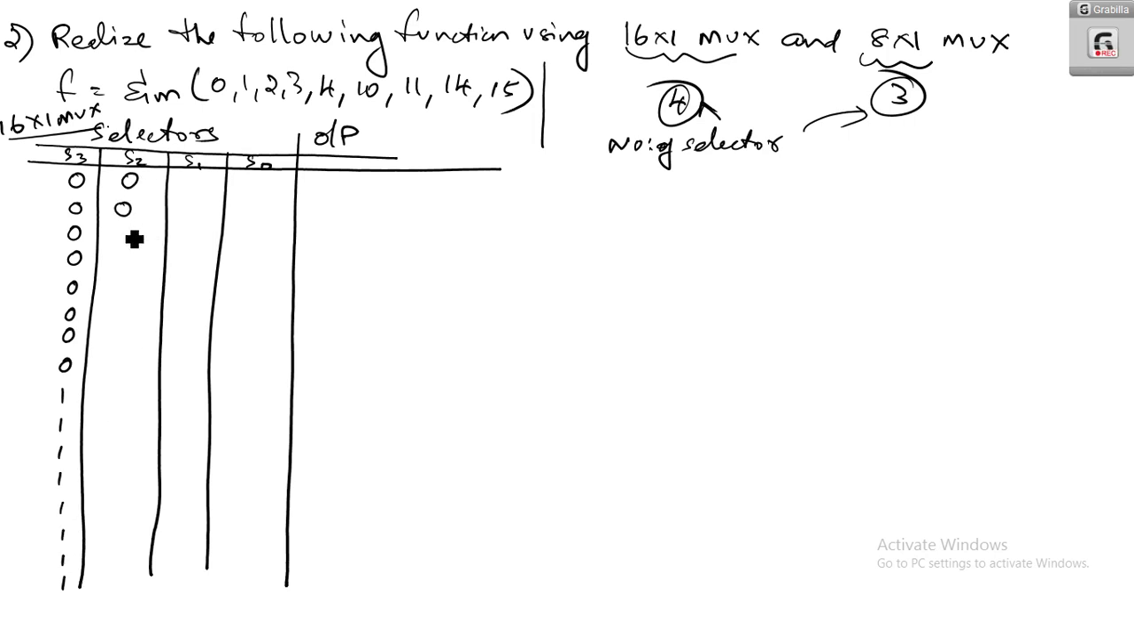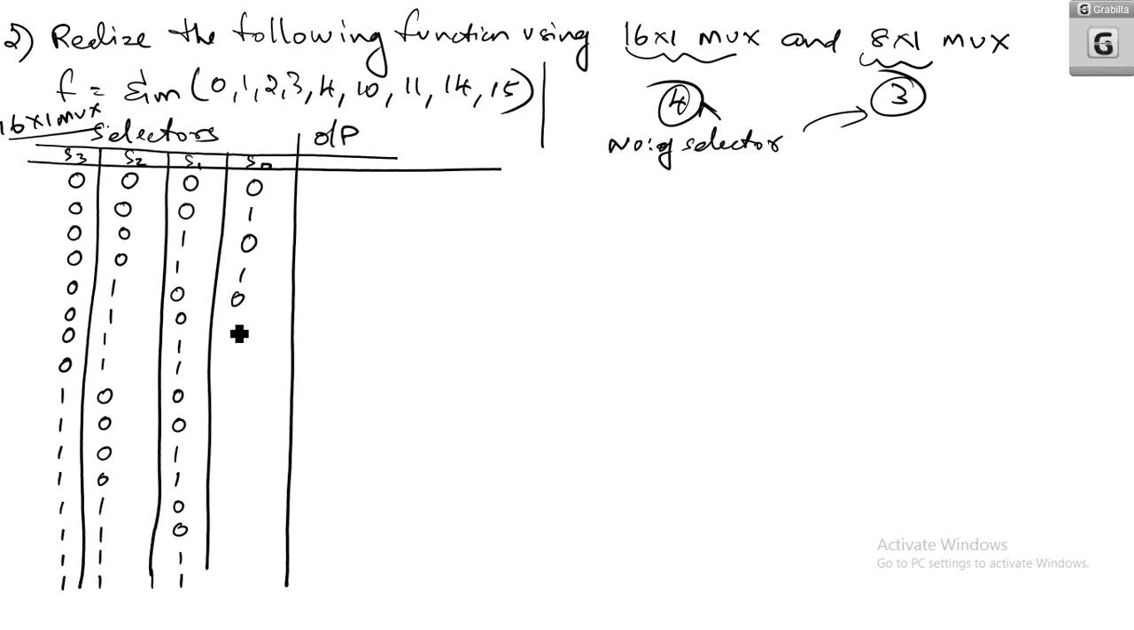The S3 column is eight 0s followed by eight 1s, the S2 column alternates 0, 0, 0, 0, 1, 1, 1, 1, the S1 column alternates 0, 0, 1, 1, and the S0 column alternates 0, 1. If you write the decimal equivalents, you will get 0, 1, 2, 3, 4, 5, 6, 7, 8, 9, 10, 11, 12, 13, 14, and 15. Those are the corresponding decimal equivalents.